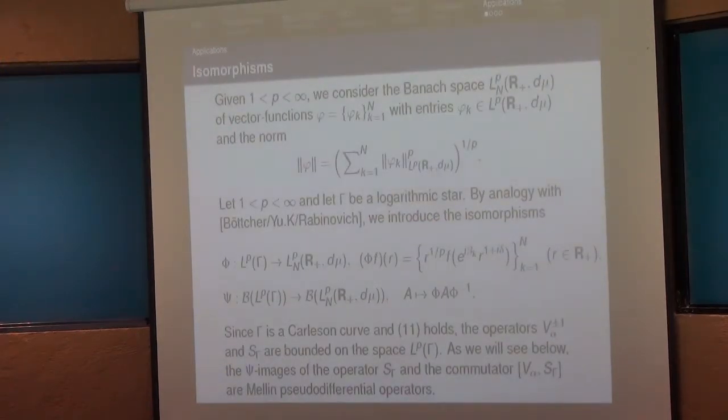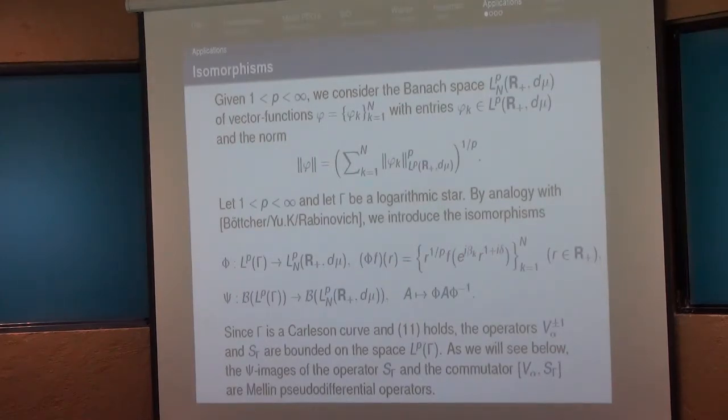Then, given P, we consider the Banach space of vector-valued vectors with entries in such a space and with this norm. If P belongs to this interval, gamma is a logarithmic star. By analogy with our works with Albrecht Böttcher and Vladimir Rabinovich, we introduce such an isomorphism. As before, only now, because the contour is a union of n arcs, we have a vector-valued space.